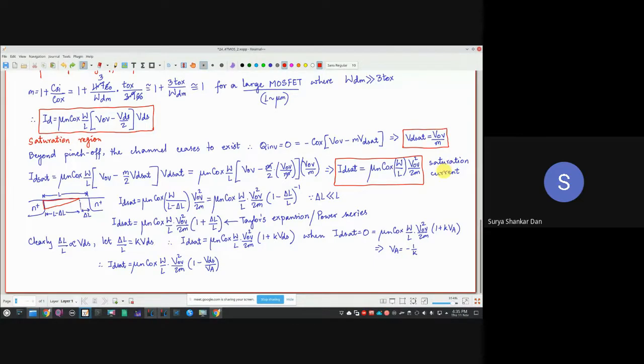And as you can clearly see, the moment Q inversion becomes equal to 0, then VDSAT becomes equal to VOV by small m, essentially meaning that VDSAT has become independent of VDS. This is what is important for us to note. Now, this is the relation which we all know. For large channel devices, yes, small m becomes equal to 1. That is something which we all know very well.